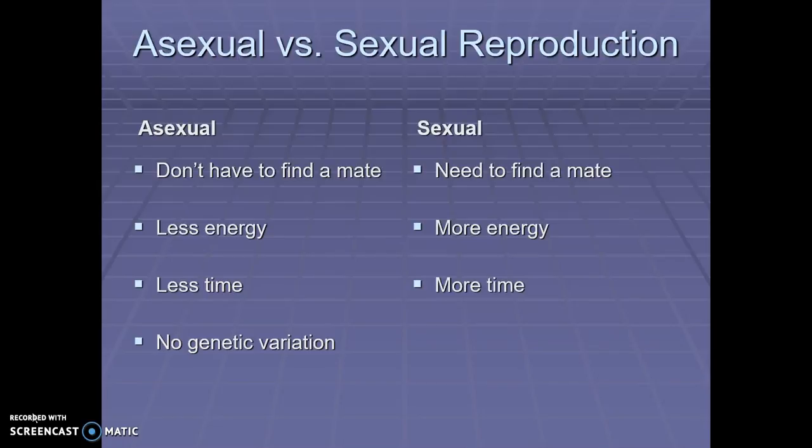But here's the big con for asexual. It provides no genetic variation. So if something comes along that can kill one of them, it can wipe out the entire species. But with sexual, that's your big pro. Lots of genetic variation. I mean, think about the bubonic plague. It wiped out a huge portion of humans. But since we have a lot of genetic variation, some people survived the bubonic plague and humans still exist.